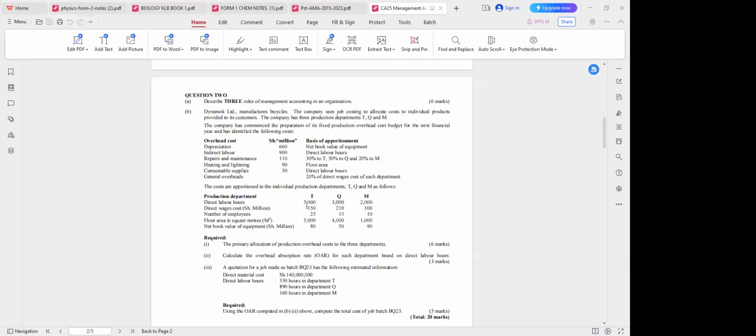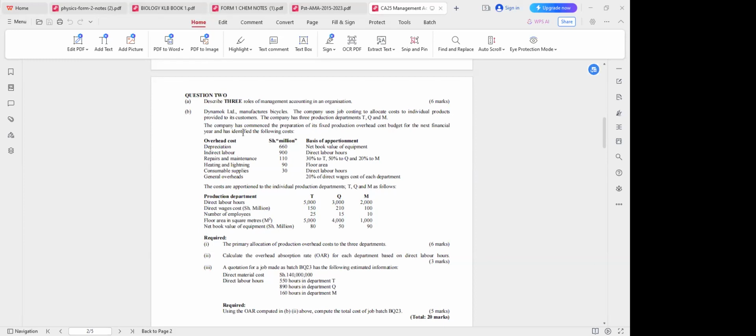Great. So I want us to look at April 2024, question number 2b, which reads, Dynamo Limited manufactures bicycles. The company uses job costing to allocate costs to individual products provided to its customers. The company has 3 product departments, that is T, Q, and M.